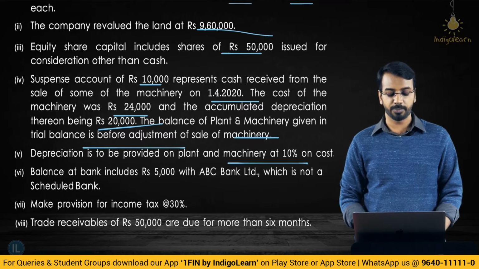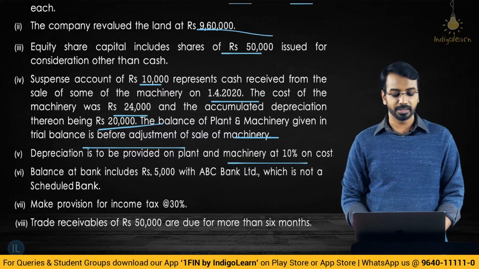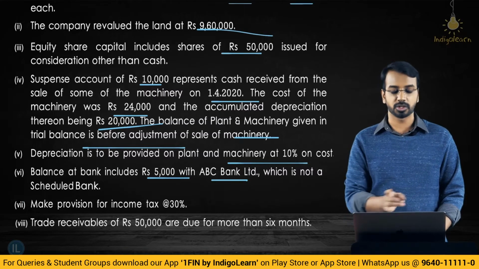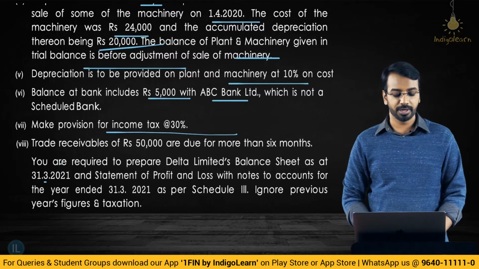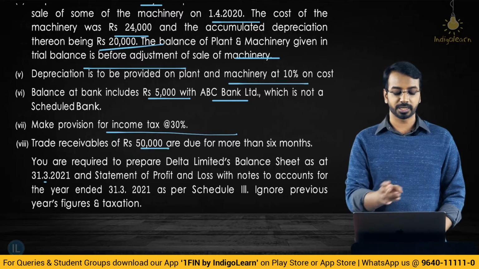P&M to be depreciated at 10% on cost. Balance of bank includes 5,000 with ABC Bank Limited, which is not a scheduled bank. You have to show it separately. Make a provision for income tax at 30%. Trade receivables of 50,000 are due for more than 6 months, again a disclosure requirement.